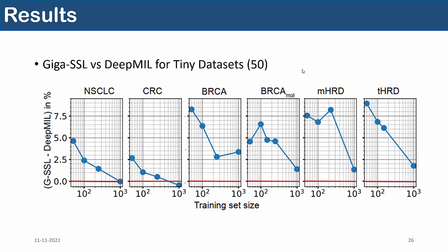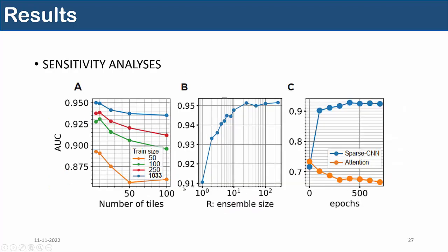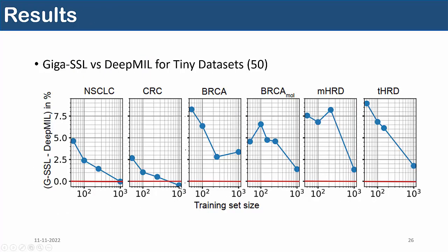Then when it was compared with deep MIL for the tiny datasets, again it performed really well. This red line tells us that both algorithms are performing equally, and anything above the red line is in favor of GSSL, or Gigapixel self-supervised learning, this current paper. If you look at the different datasets and sizes, you will see that every time, except for a few places like here on the CRC dataset and NSCLC dataset, where things were equal, in all other cases GSSL performed better.